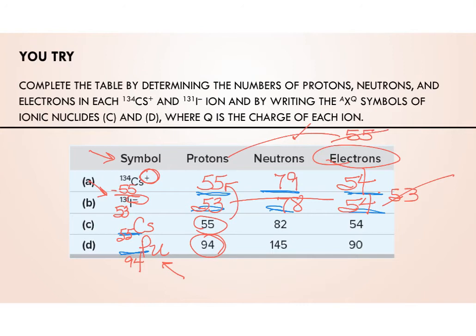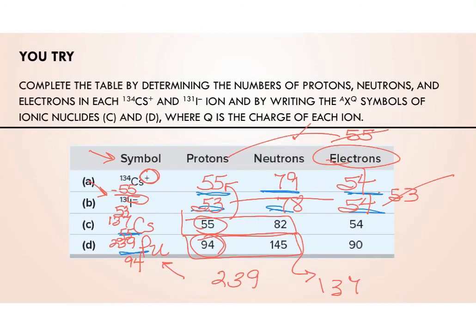So how do we get the mass number? We add together the protons and neutrons. So 137 is the mass number for the cesium. And what is the mass number for plutonium? 145 plus 94. So 239 is the mass number for the plutonium.